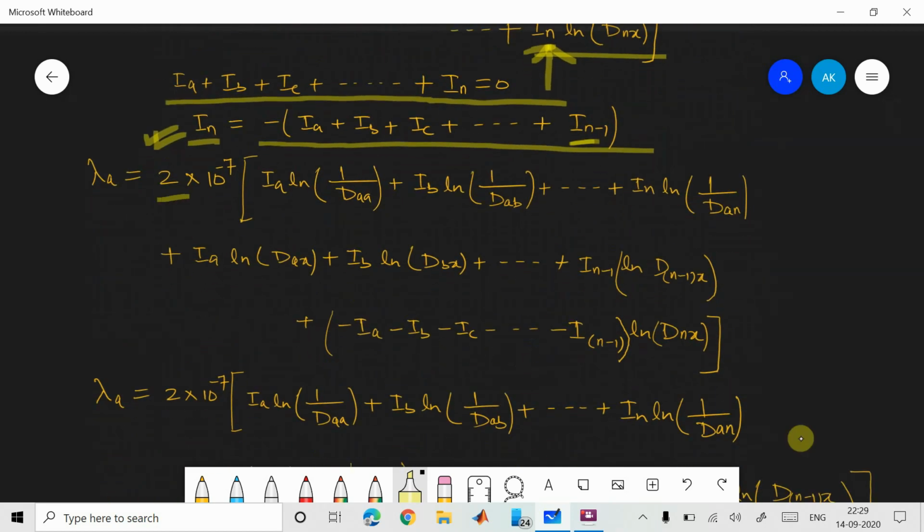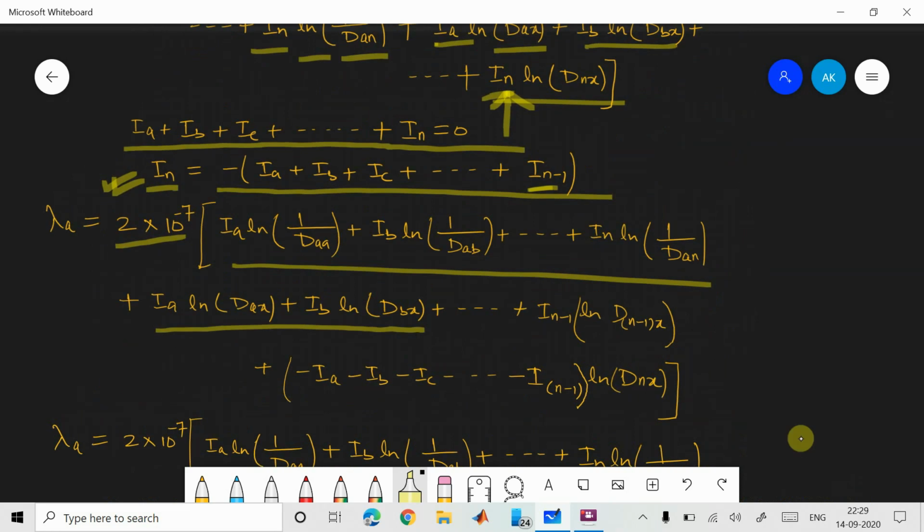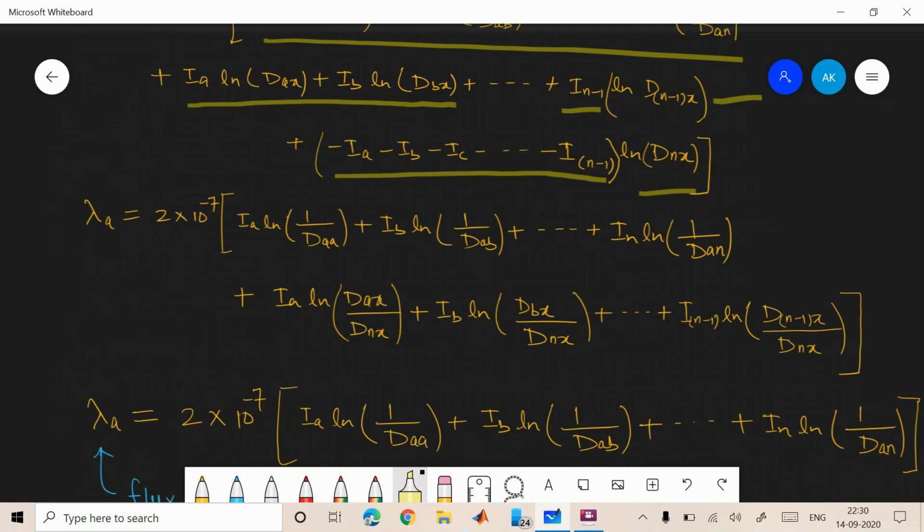So your expression is the same, 2 into 10 to the power minus 7, this is the same as the previous one. This one is the same as the previous one. This one, see, IN minus 1. Here we have written till the IN term, so the previous term will be IN minus 1. So that is written IN minus 1 ln d(n minus 1)x. Okay. And your IN is written here, minus IA minus IB minus IC up to minus IN minus 1 ln dNx. Same thing. Okay.